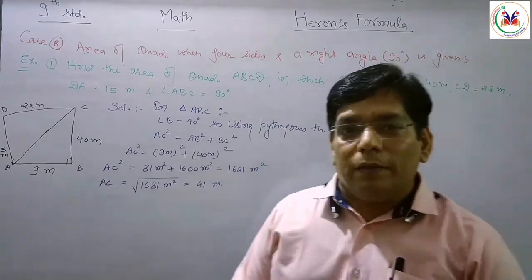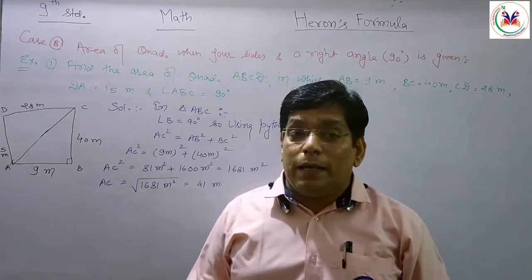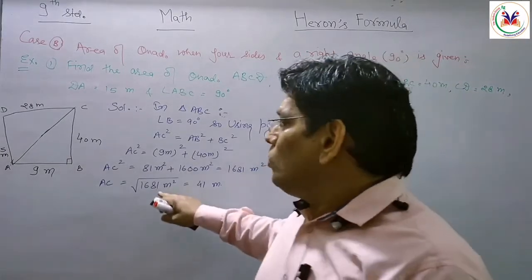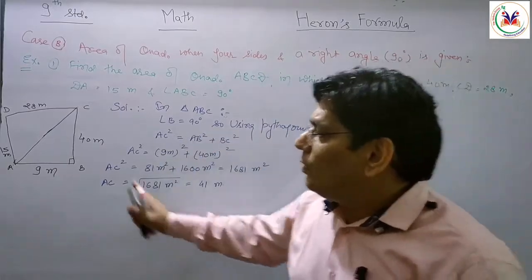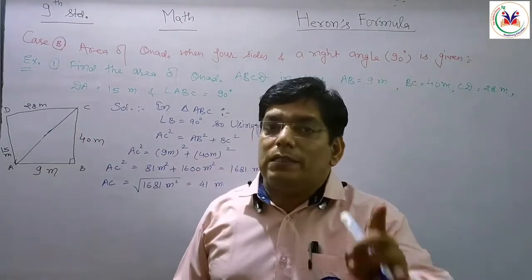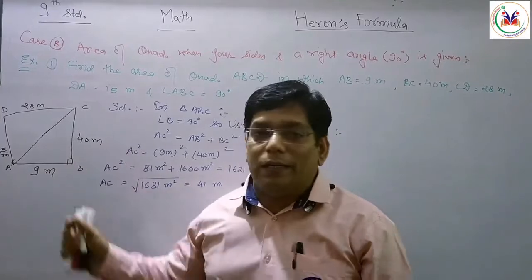So whenever one triangle is a right angle triangle, in that situation using Pythagoras theorem we have to calculate the hypotenuse, or you can say the diagonal of that given quadrilateral.